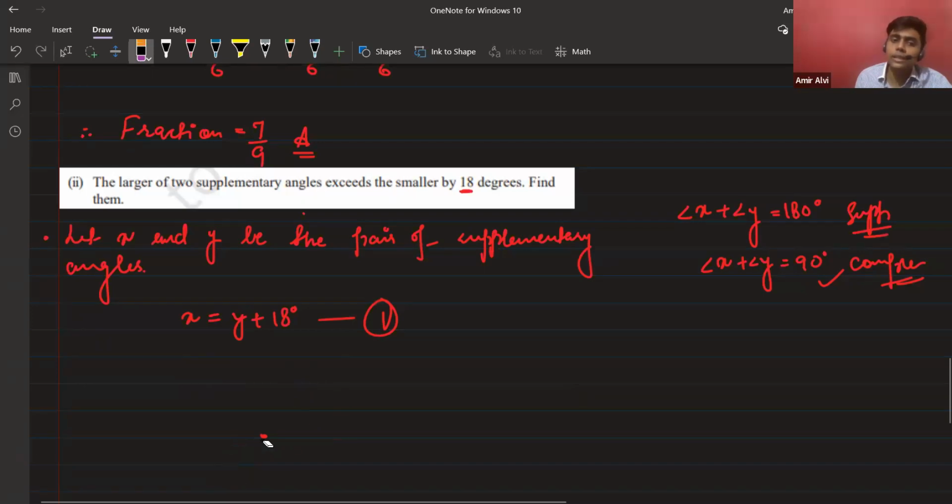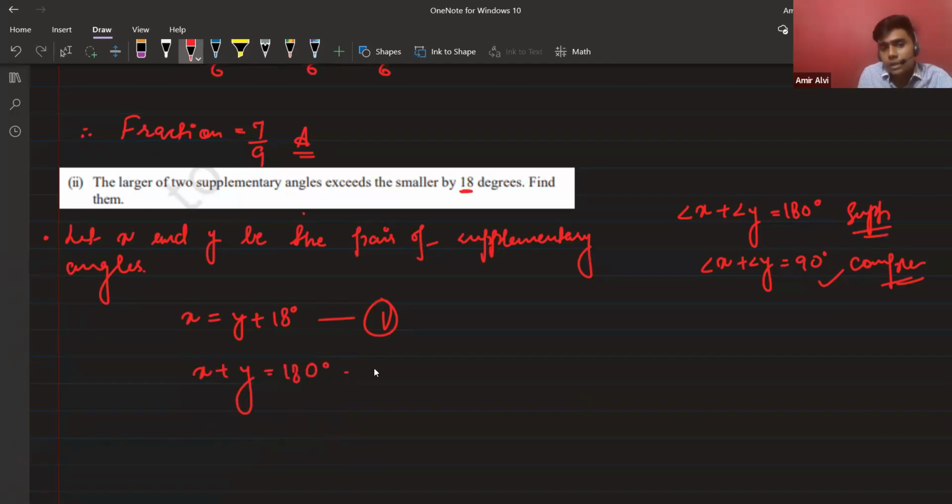Rehan, Ajwad, Adil, Hiba, is this all clear to all of you? Yes, sir. Why are we taking x plus y equals 180 degrees? This is our equation 2. And can I write this equation as x minus y equals 18, just shifting y from the left-hand side to the right-hand side? Yes, sir. Is it anything which I've done unique? No, sir.